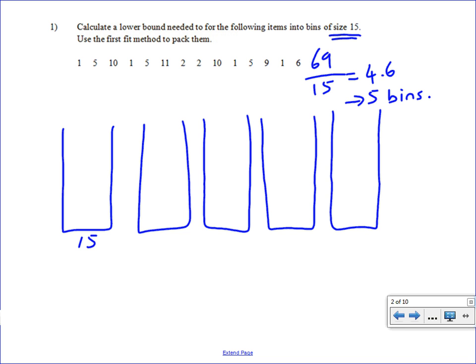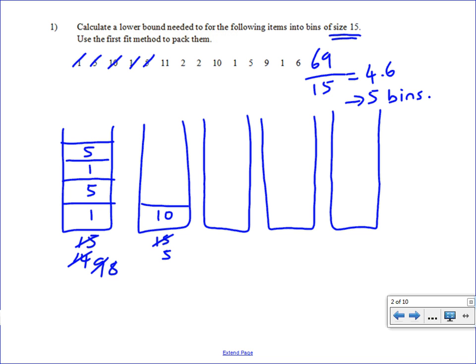Okay, using the first fit method, I'll put the 1 in first. That leaves 14 here. Then I'm going to put the 5 in here, leaving 9. And I'm going to put the 10 in the next one because it won't fit in this one, leaving 5. Then I'm going to put the 1 in this one because there's room, that's now got 8. Then I'm going to put the 5 in this one as well because there's room in there, that leaves 3. I've now got 11 to fit in, which I'll have to put in this one here, leaving 4 in there.